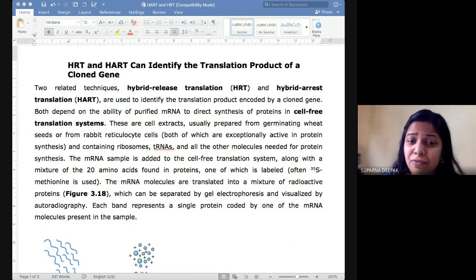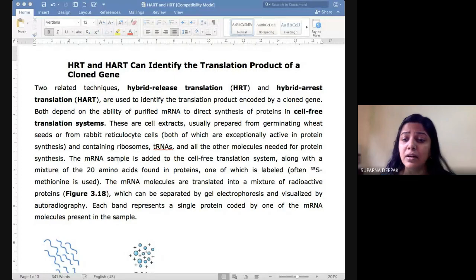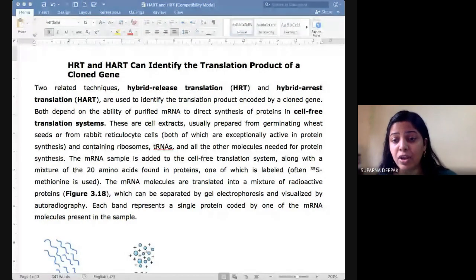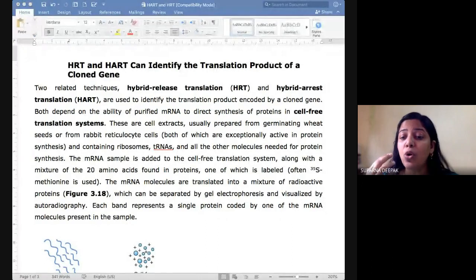What is a cell-free translation system? That means here we are actually not going to use any kind of cells for the translation. The translation will be taking place in vitro. Whatever proteins and requirements are needed for the translation, you will get all of them in vitro, in a plate or in a tube, and those components will bring about the translation. It is not going to be in vivo in nature.